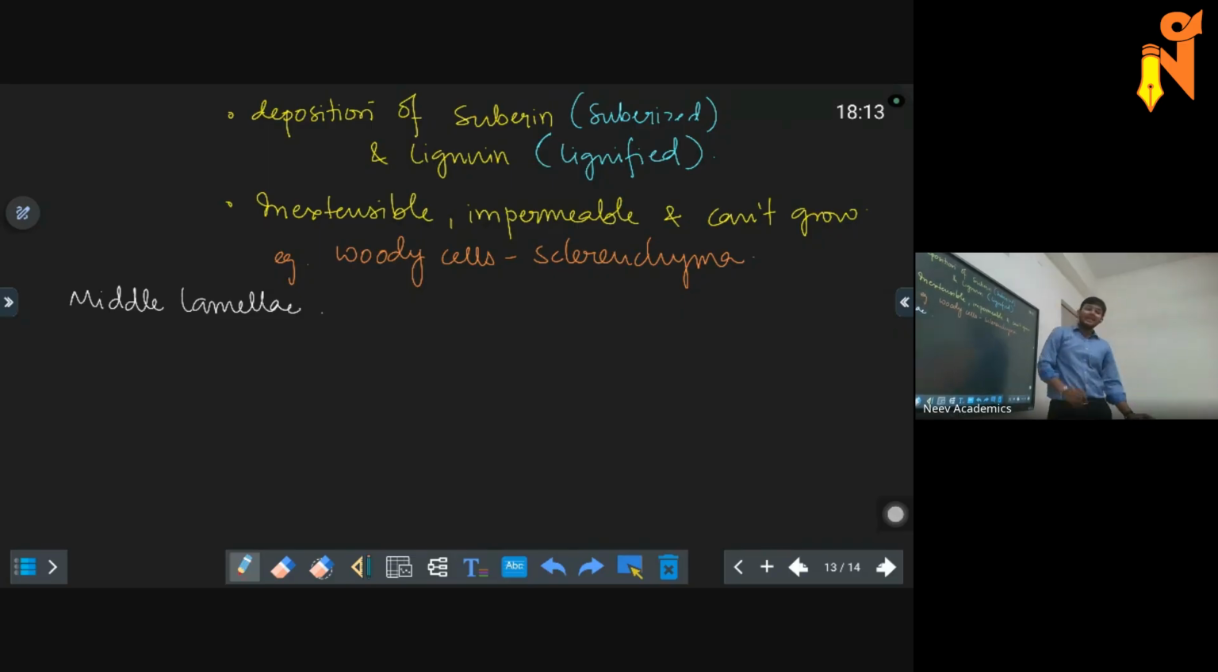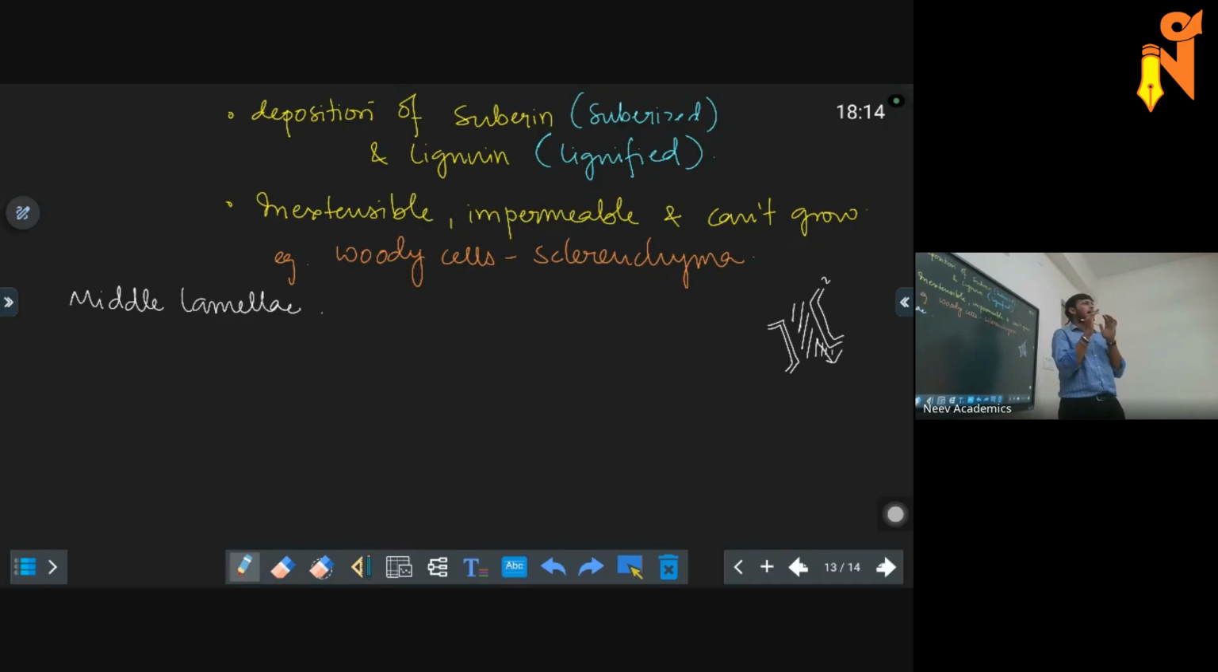Now, where will middle lamella be present? If I draw, this is one cell, this is another cell, this is the secondary wall, and next to this the primary wall is present. The deposition which will be present between the adjacent cells will be called the middle lamella. Sometimes middle lamella is also called the tertiary wall, but that is mentioned with respect to it being an extra layer over the secondary. Understood?